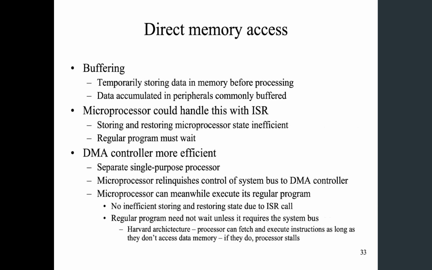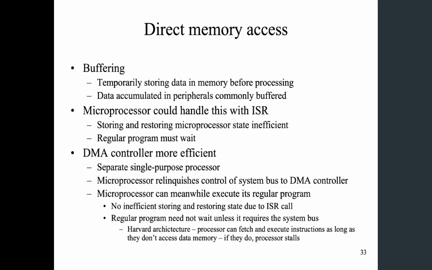We oftentimes deal with a big chunk of data rather than individual bytes or words, and we need to store such data in buffers. That's what we call buffering, which is to temporarily store data in memory before processing. Data accumulated in a peripheral is commonly buffered.